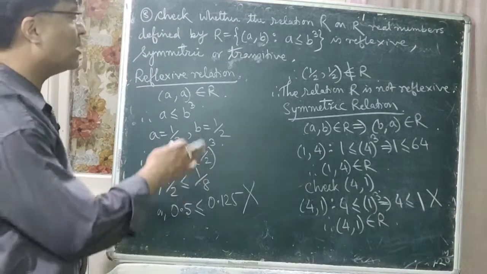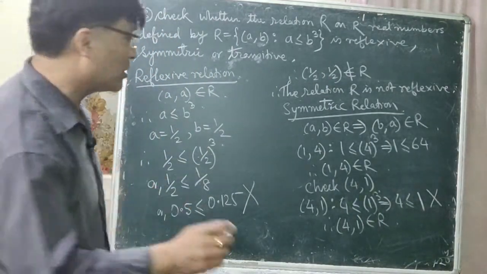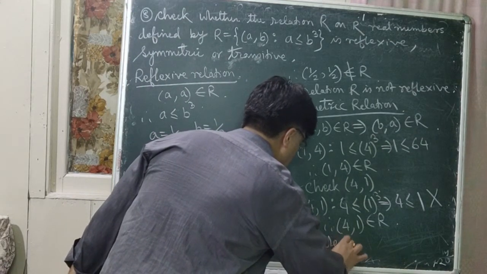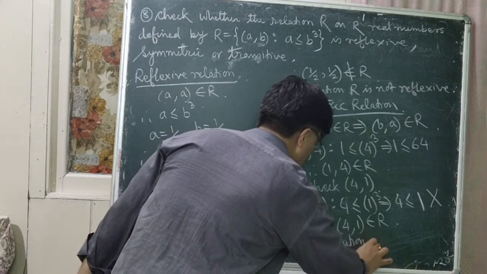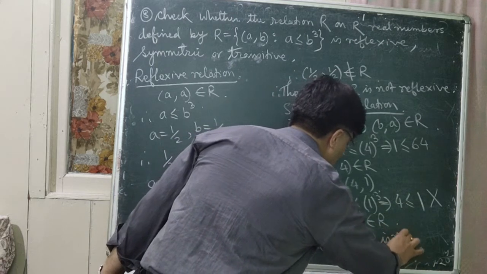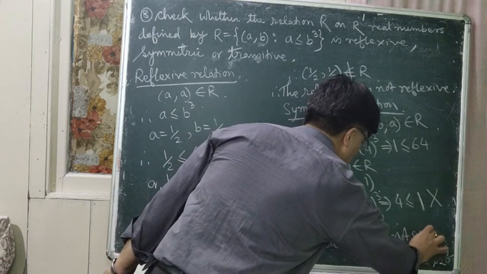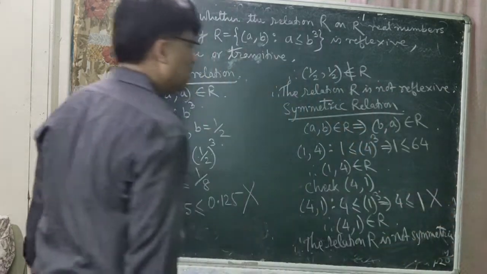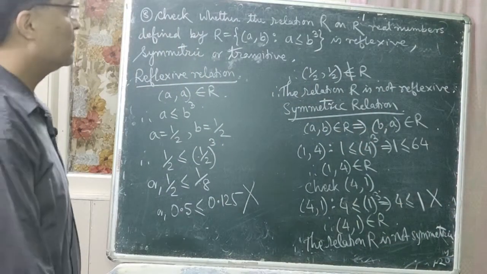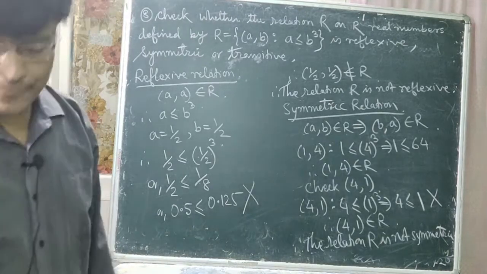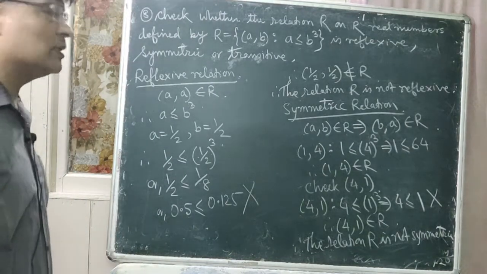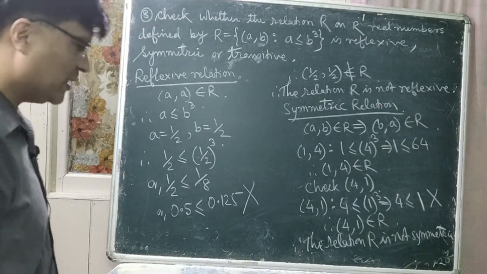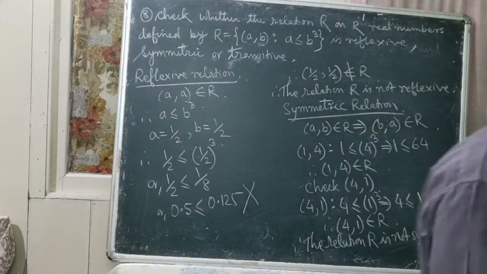So what can you say about the relation R? The relation R is not a symmetric relation. So I think you have understood it. The relation R here is not a symmetric relation. Okay, so you can copy it. Now we will check for transitivity.